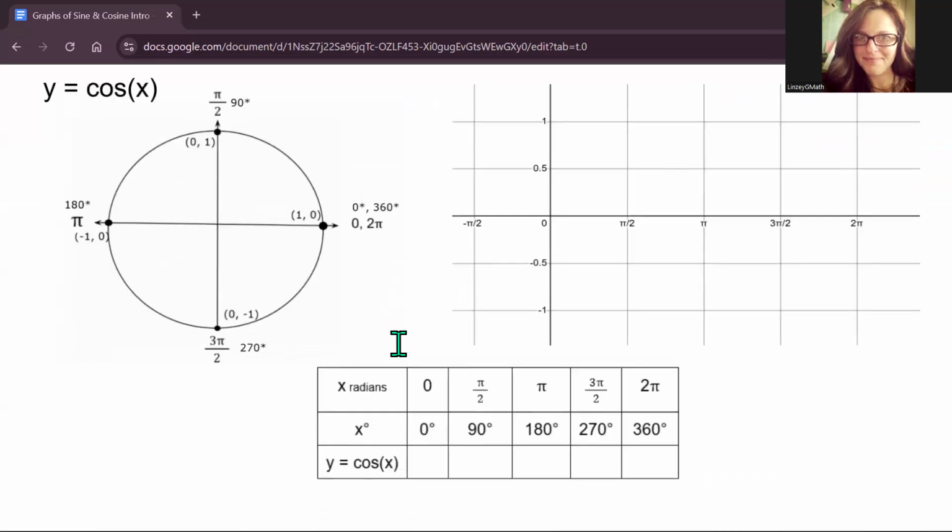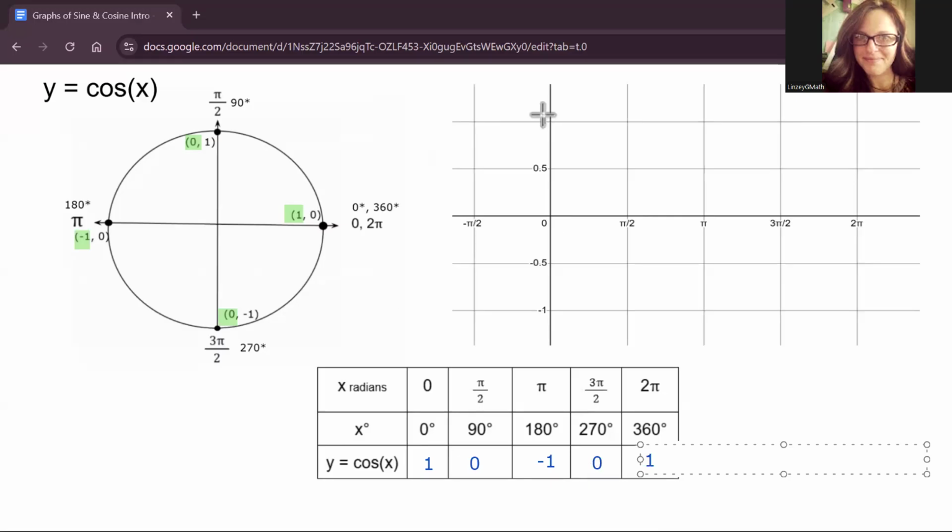Cosine. Cosine is the x-coordinate of each point on the unit circle. And we'll fill in our table. Cosine of 0 is 1. Cosine of pi over 2 radians, 0. -1, 0, and back to 1. And we'll graph these points.